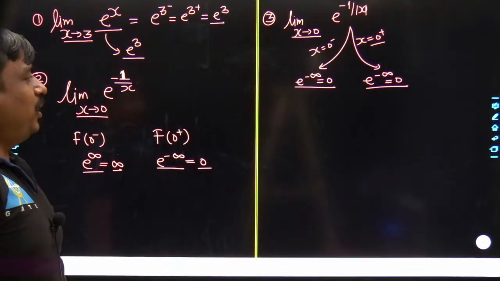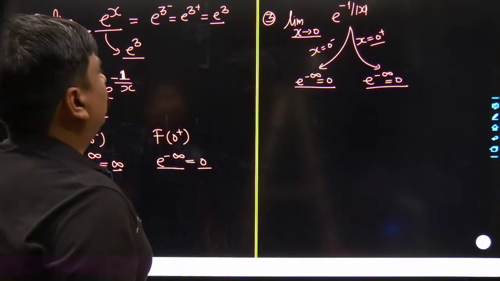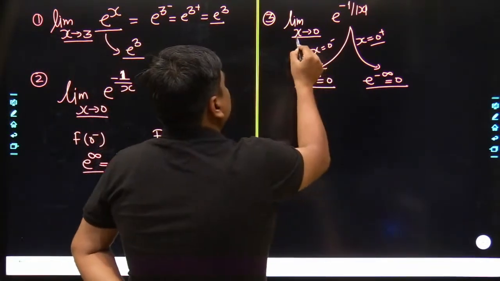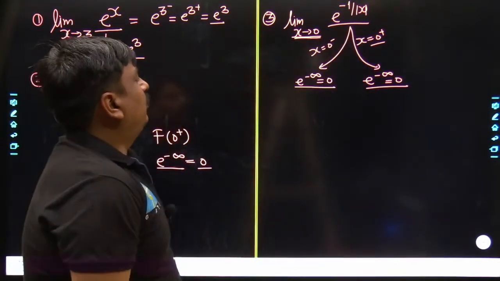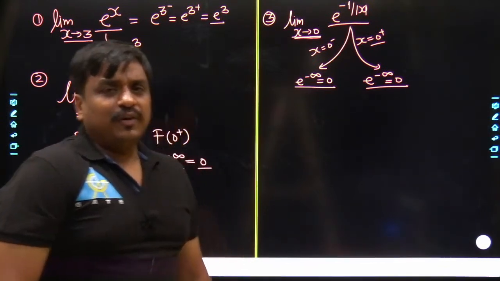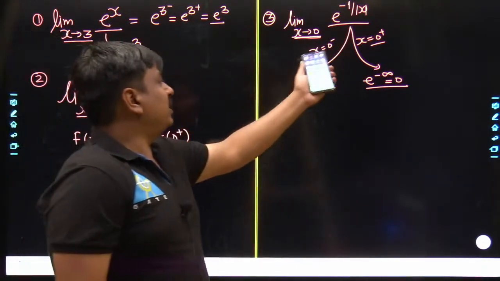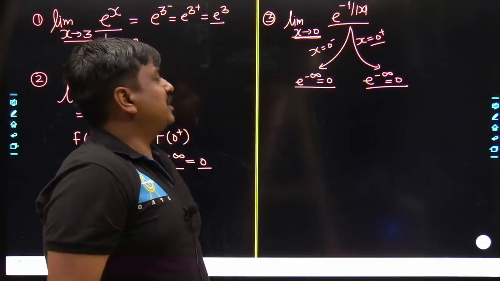Yes, till this point each and everything must be clear to all of us. What I am saying is, limit x tending towards 0 of e to the power of minus 1 divided by mod of x, where x has two kinds of values: just before 0, which is taken as 0 minus, and just after 0, which is taken as 0 plus.